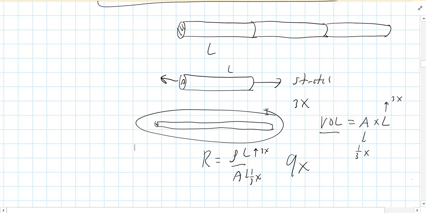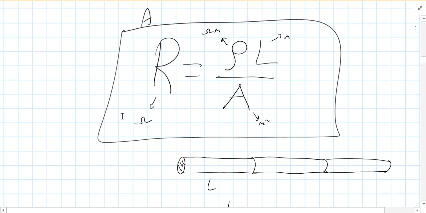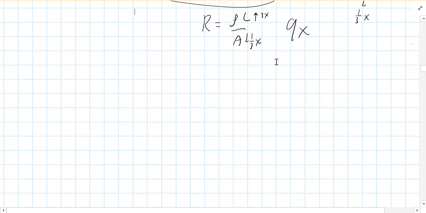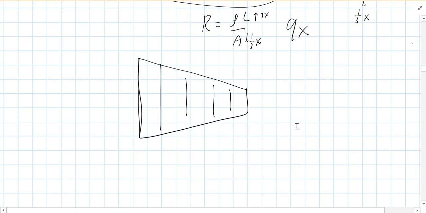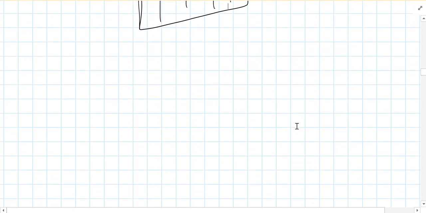Now, finally, you might have irregular shapes where A changes over the course of the length. So, for instance, what if I had this shape and I said, find the resistance of that? Well, you can't just use A because A changes as you go through the shape.